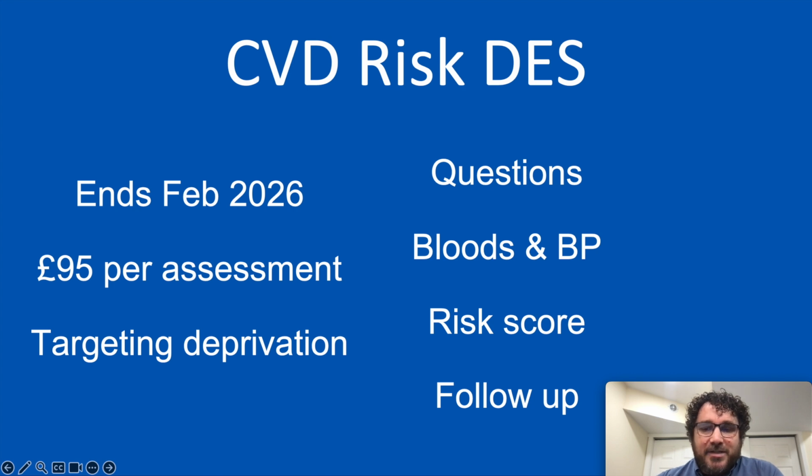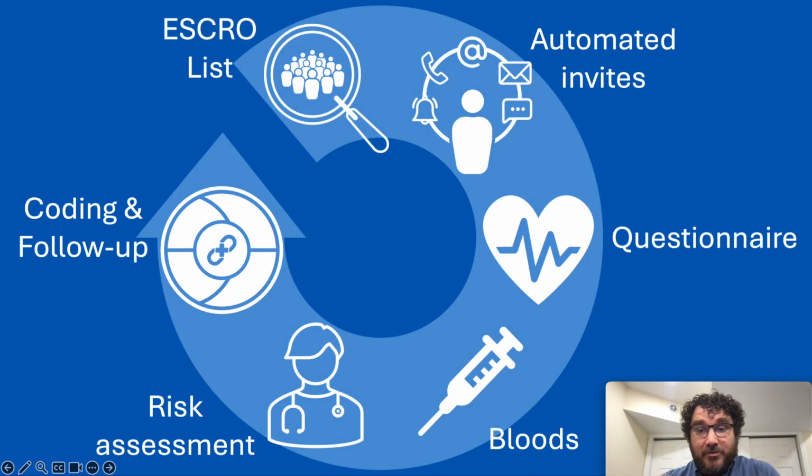The risk assessment itself involves questions asked of patients, as well as bloods and a blood pressure check, a risk score calculation and follow-up. And MedLink aims to automate that to as great a degree as possible for practices to help deliver this service both efficiently and effectively.